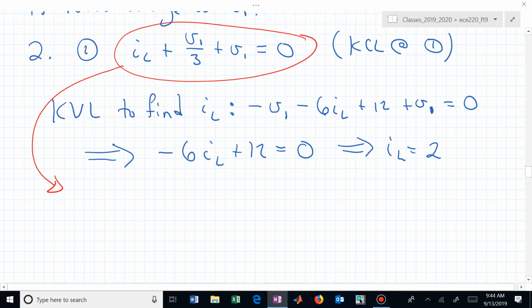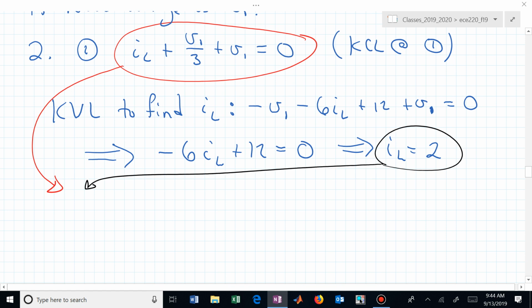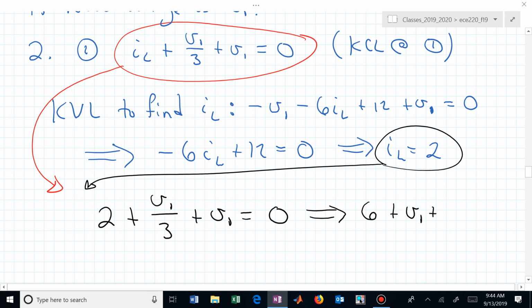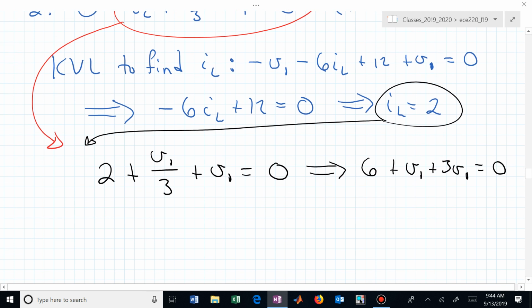Now what I'm wanting to do is use this in the first equation to be able to write 2 plus V1 over 3 plus V1 is equal to 0. Or if I multiply everything by 3, I have 6 plus V1 plus 3V1 is equal to 0. What did I say? Multiply by 3? I wanted to say multiply by 3. Okay.